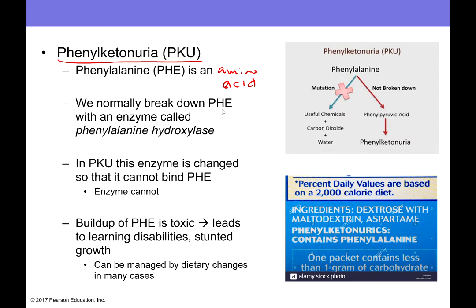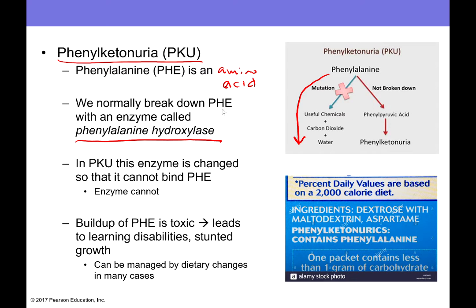So normally we can break down phenylalanine with an enzyme called phenylalanine hydroxylase. And so normally when we break it down, we follow this pathway where the phenylalanine becomes some other useful chemicals, some carbon dioxide, and some water. So if we have excess phenylalanine in our body, we simply break it down into other stuff that we can use. But for people who have PKU, they can't do that.